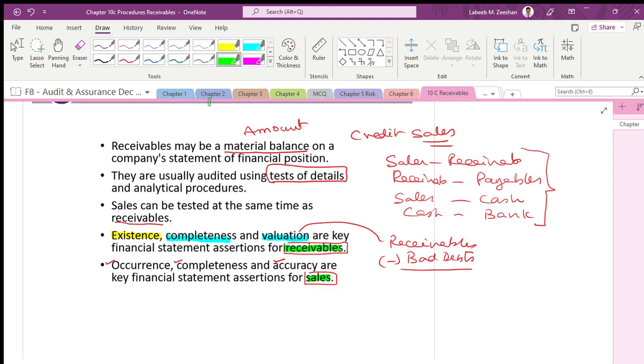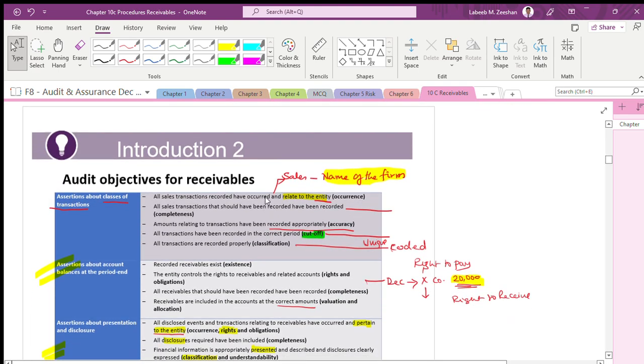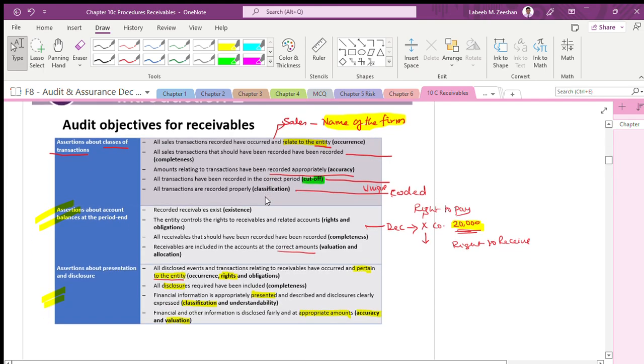When you are talking about two different things, simultaneously we have to match them. There are three different objectives. The first objective is the classes of transaction, whether we have recorded it perfectly or not. The second one is the cutoff. We are talking in terms of the period end.